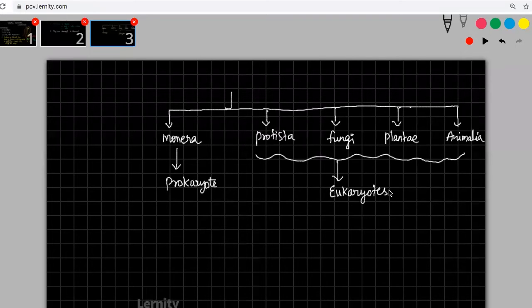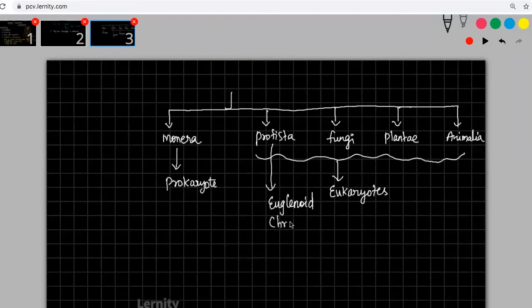Now tell me, euglenoids come under which kingdom? Which kingdom are we studying now? Please respond. Protista. So euglenoid should be prokaryote or eukaryote? Eukaryote. Still someone is saying prokaryotic. Please change the answer. It is not prokaryote.